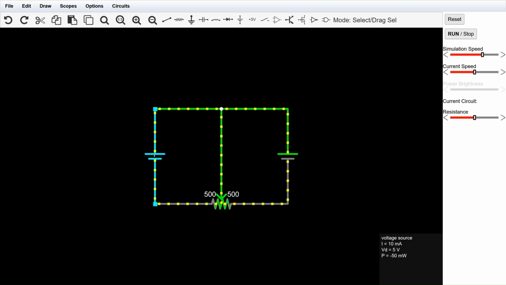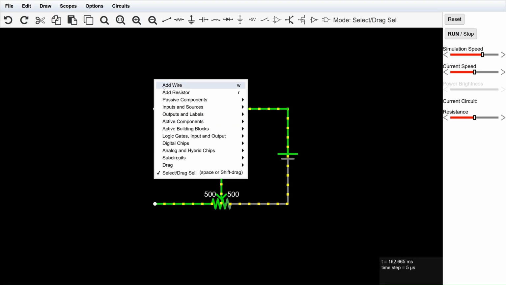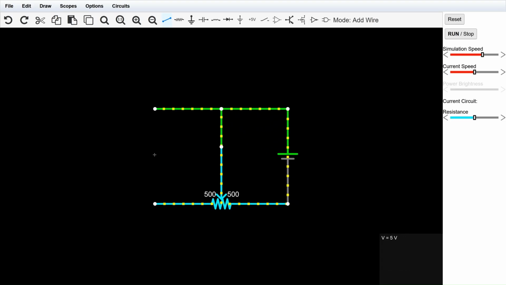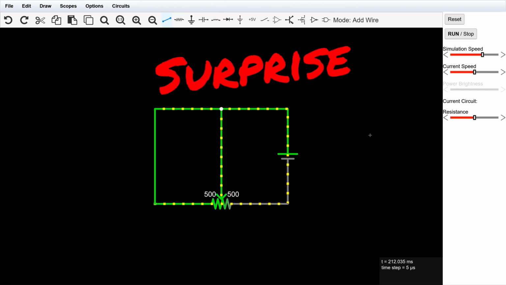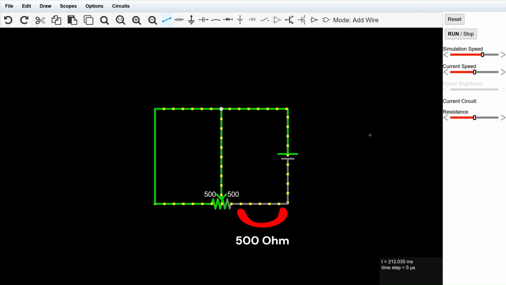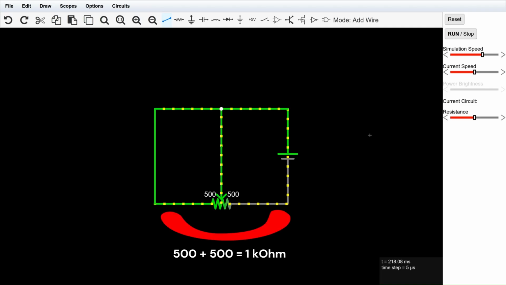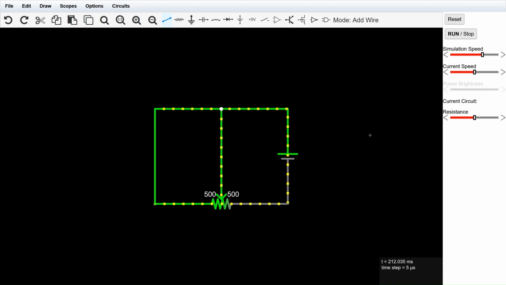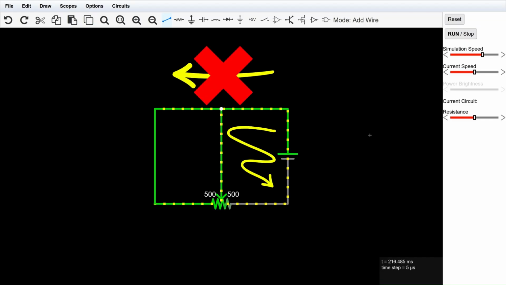So a new question arises. What if the power supply were just a single source? Surprise! No current flows. The reason is the same. In this part of the circuit, the resistance is 500 ohm, while in the other part it's 1 ohm. The current finds an easy path through the lower resistance and completes the circuit, but it cannot go through the second part.